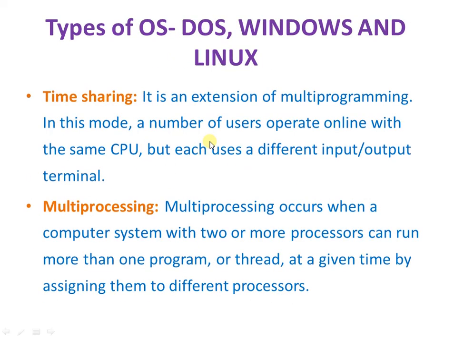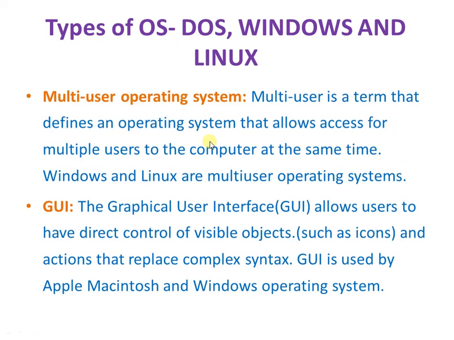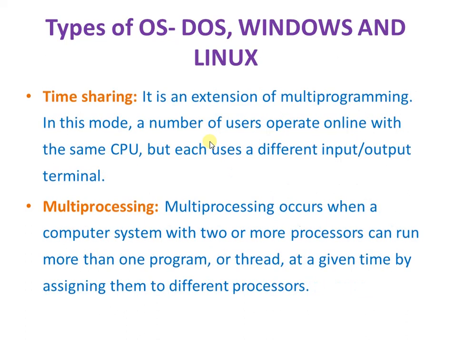Next, we have different types of operating systems: time sharing, multiprocessing, multi-user, and GUI based operating systems. So the first one is the time sharing operating system. Time sharing क्या होता है?